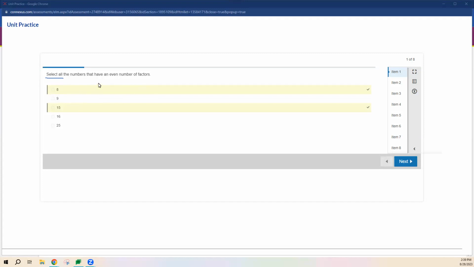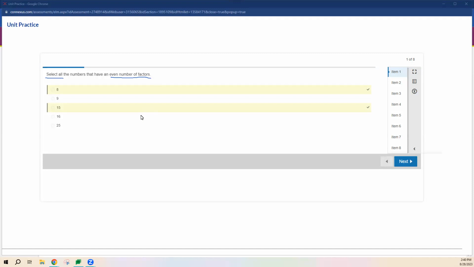So it says select all the numbers that have an even number of factors. Now, don't think it says even factors, right? It says an even number of factors, which means, if you remember back in the videos, when we make our factor rainbows, we only have to list each number once. Okay, so you can make factor rainbows, you can make arrays, you can just list the ways to multiply to get the number. It doesn't matter which way you do it.